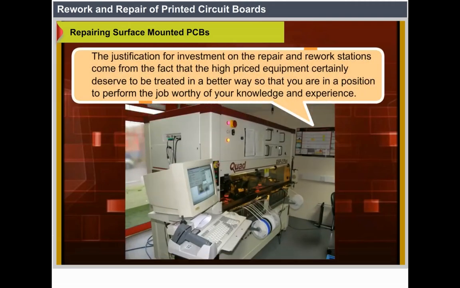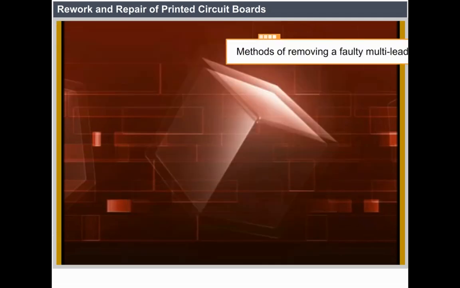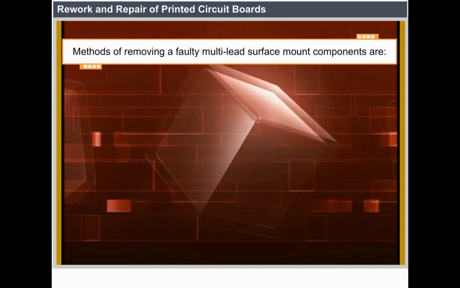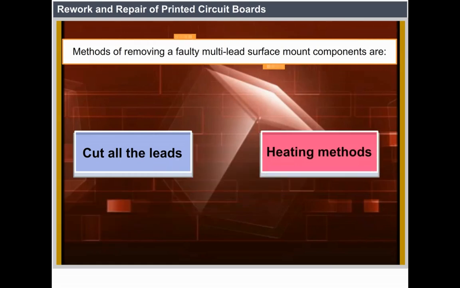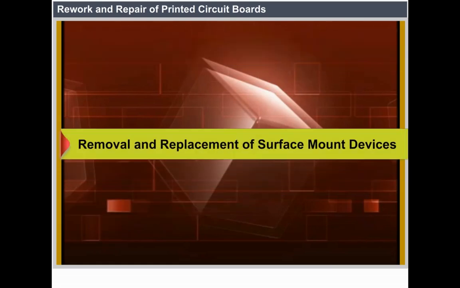The justification for investment in repair and rework stations comes from the fact that high-priced equipment certainly deserves to be treated in a better way, so that you are in a position to perform the job worthy of your knowledge and experience. Methods of removing faulty multi-lead surface mount components are: cut all the leads, and heating methods. Removal and replacement of surface mount devices.